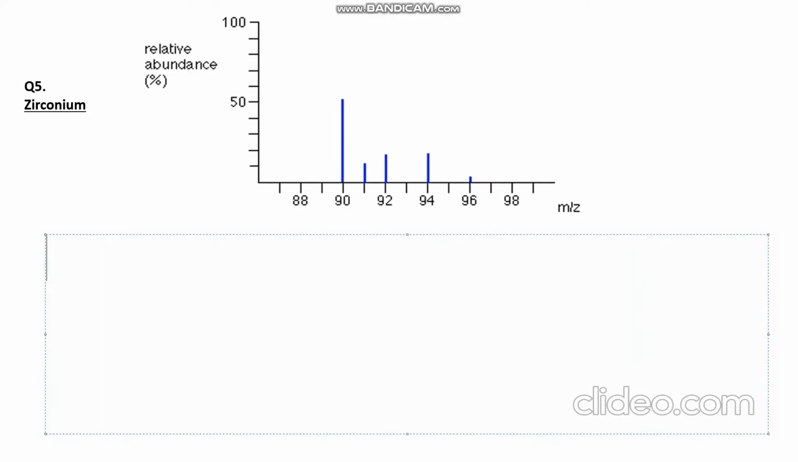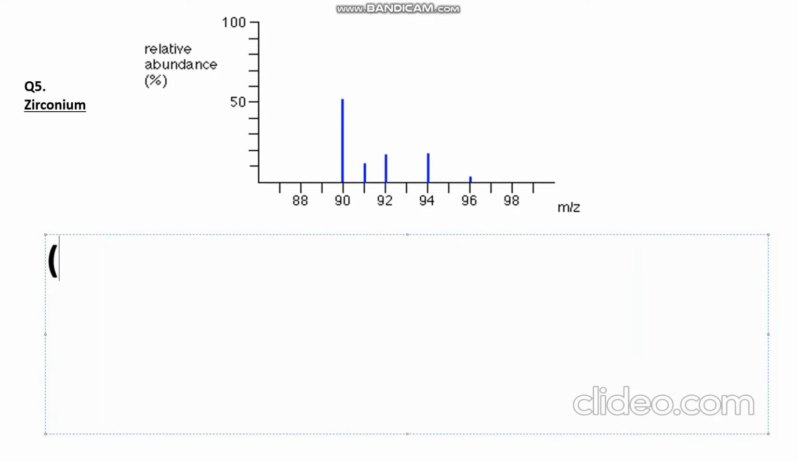94, and 96 respectively. And their relative abundance is 51.45, 11.22, 17.15, 17.38, and 2.80 respectively. So now let's use these values to calculate the relative atomic mass of zirconium.